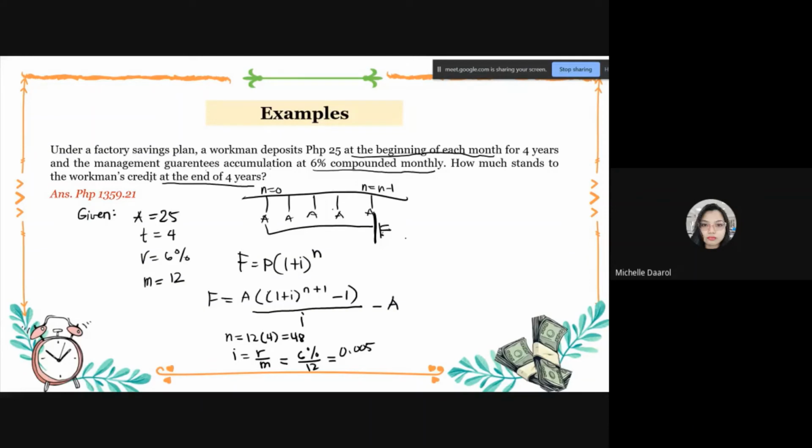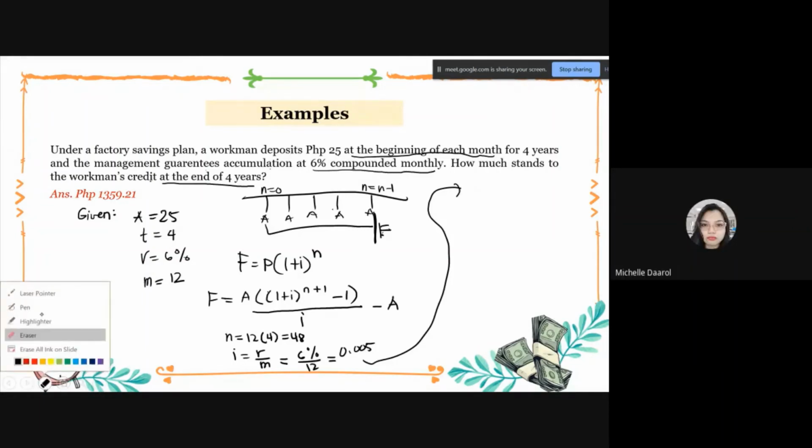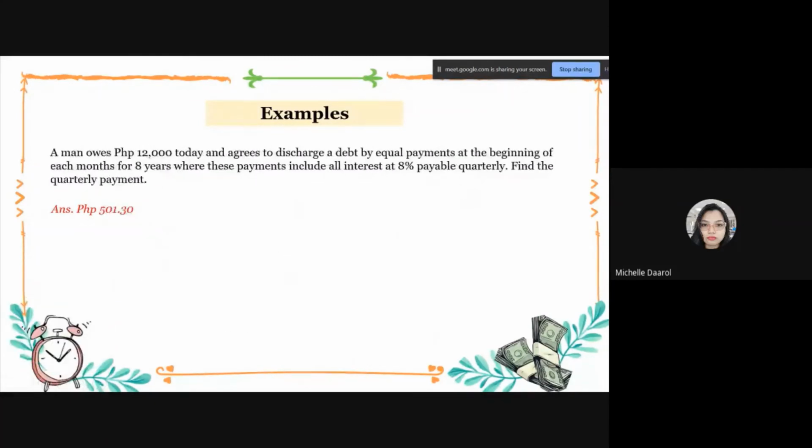Okay, so we can actually substitute it now. So how much is it? Using the formula. 1359.20. Okay, so dali lang mo mag-substitute, no? Using the formula.